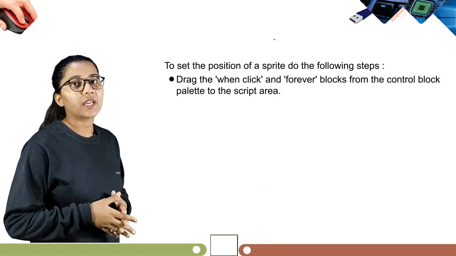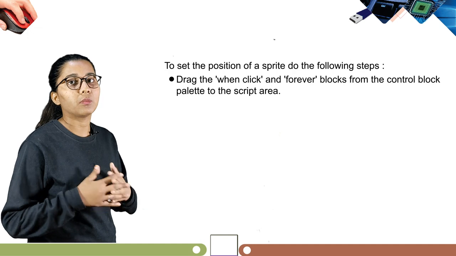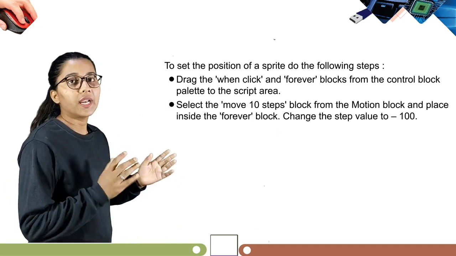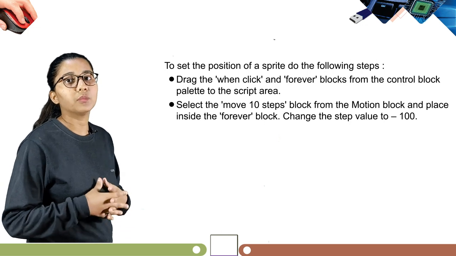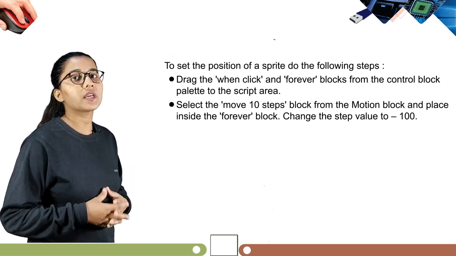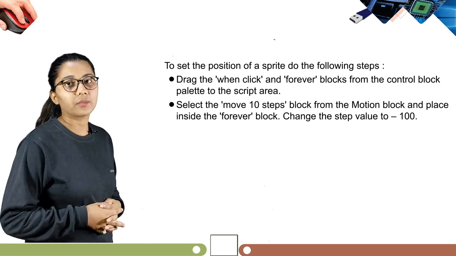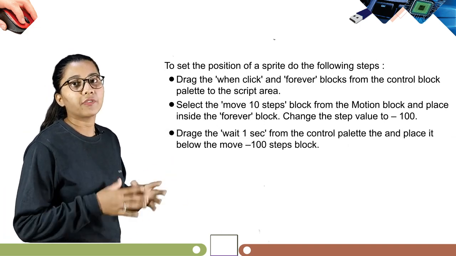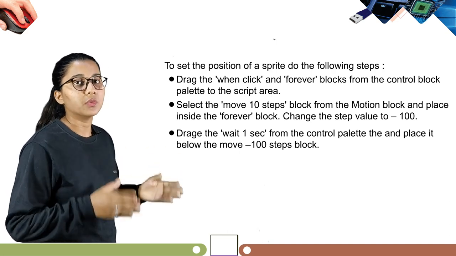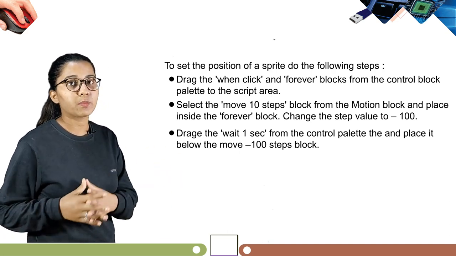Drag the when click and forever blocks from the control block palette to the script area. Select the move 10 steps block from the motion block and place inside the forever block. Change the step value to minus 100. Drag the wait 1 second from the control palette and place it below the move minus 100 steps block.